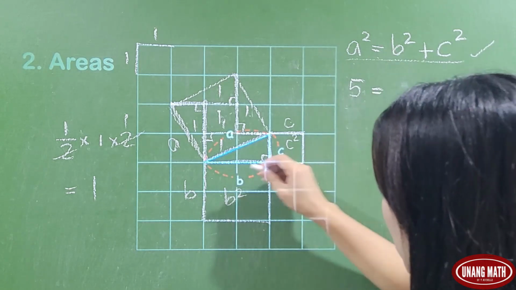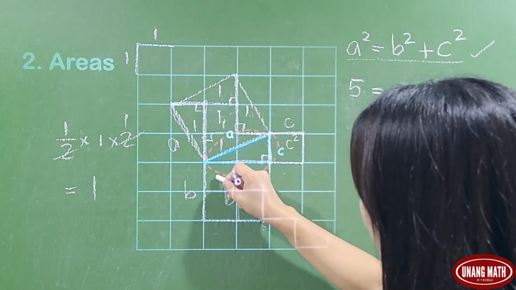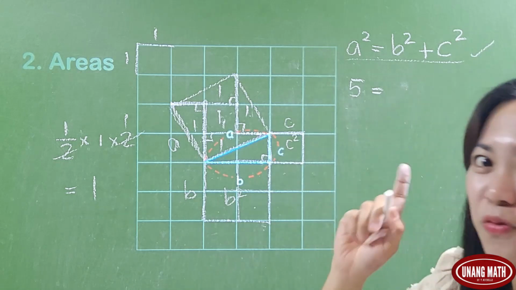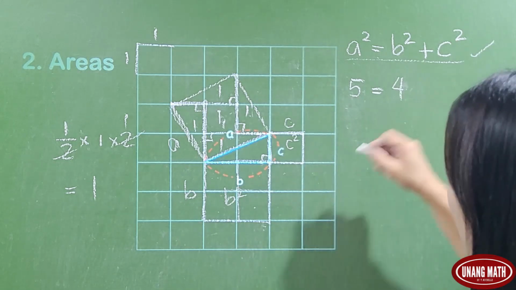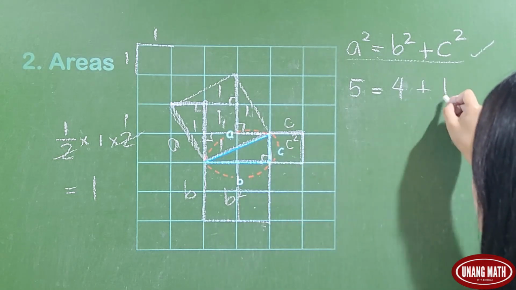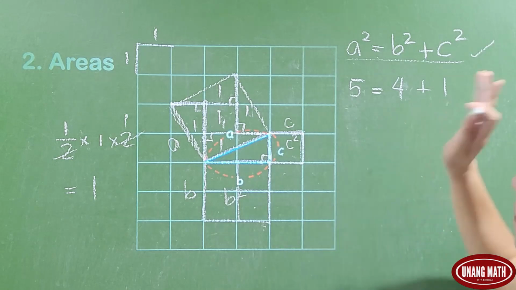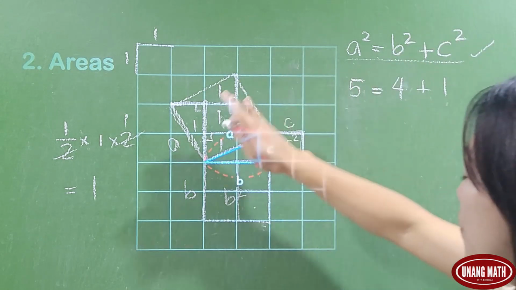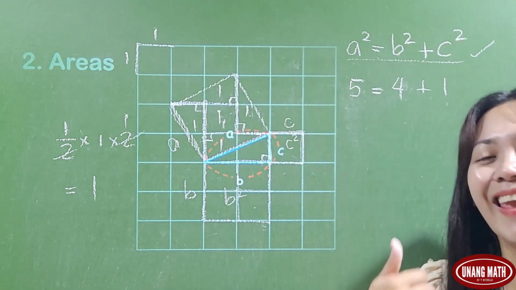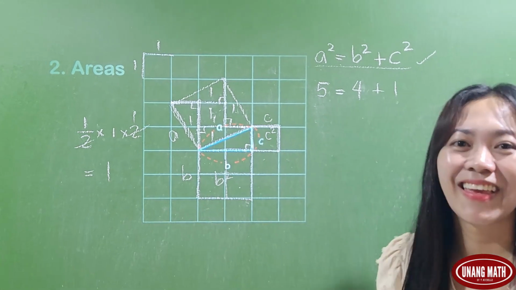Okay, what about b squared? As you can see here, for b squared, we have 1, 2, 3, 4 squares. What about here? We have 1 square. So 4 plus 1 would be equal to 5. So the Pythagorean theorem using areas is correct. So we prove that the Pythagorean theorem is correct.